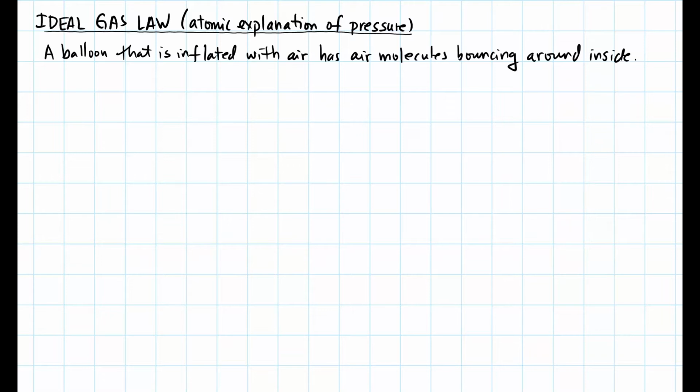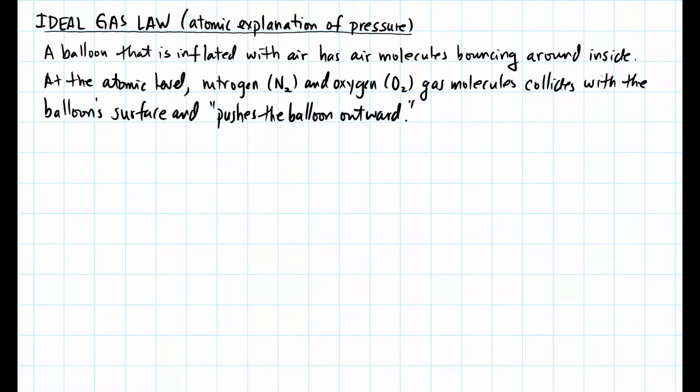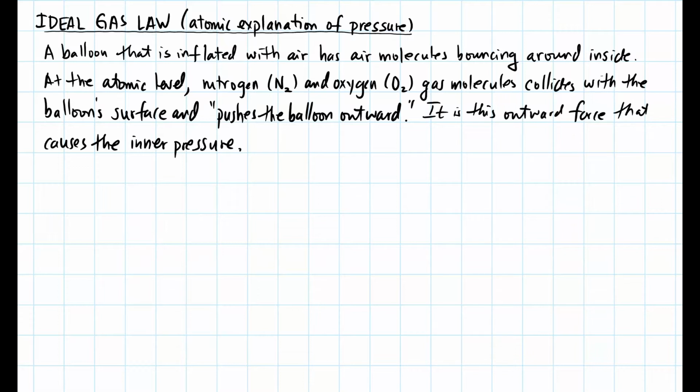The ideal gas law, the atomic explanation of pressure. A balloon that is inflated with air has air molecules bouncing around inside. At the atomic level, nitrogen and oxygen gas molecules collide with the balloon's surface and push the balloon outward. It is this outward force that causes the internal pressure.